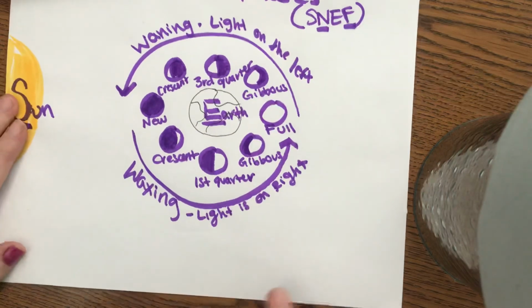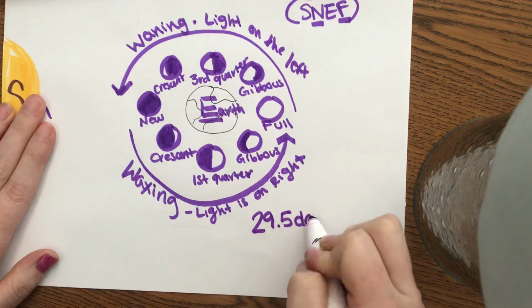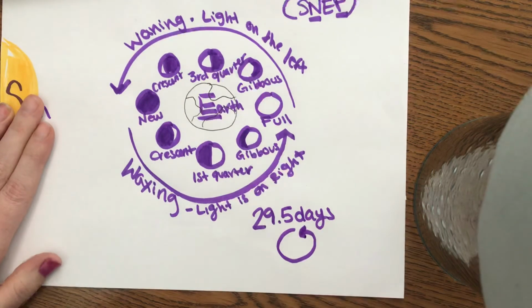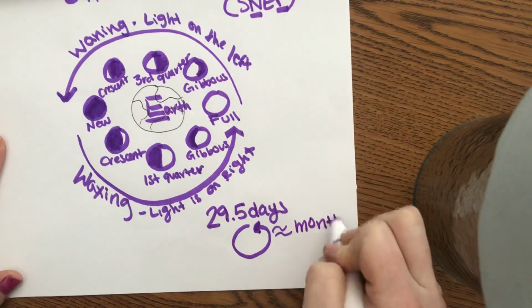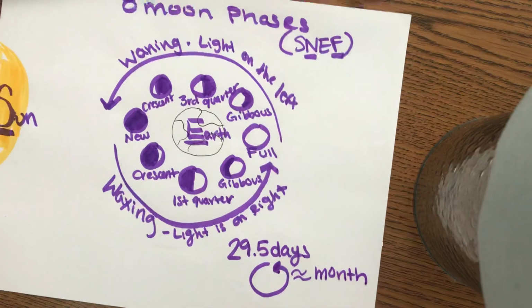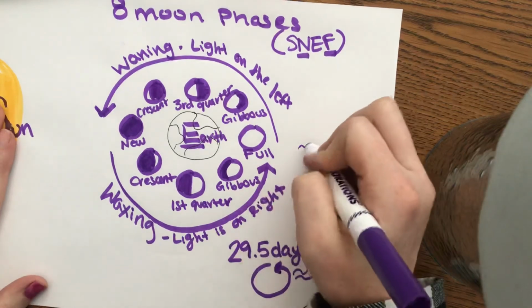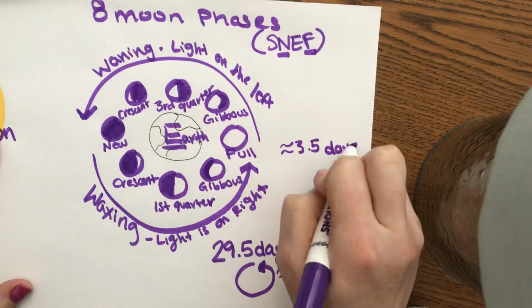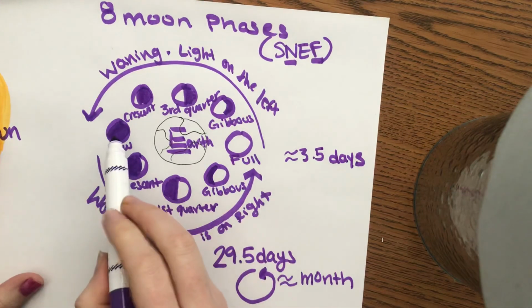Another fact about our moon phases is that it takes about 29.5 days for our moon to create a full cycle, which we also call about a month. So it takes about a month for us to get through our entire lunar cycle. There are 8 phases. Each phase lasts roughly 3.5 days.